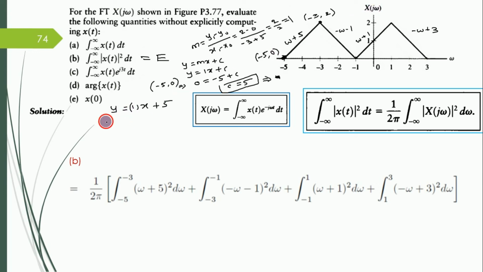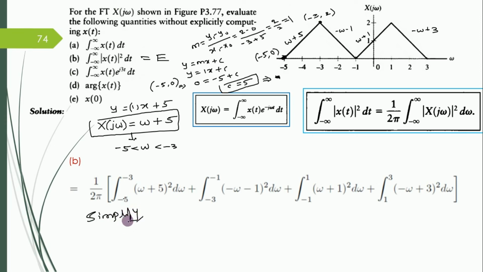Here the y-axis is capital X of j omega, and the x-axis is omega plus 5. So in the range, I have taken this line, right? In the range minus 5 to minus 3, omega in this range, I got it as omega plus 5. In the same fashion, you can do it for this line, this line, this line. Substitute it in this equation and just solve it. Quadratic equation, you'll get it. Simplify it, I leave it for you. You'll get the answer as 16 by 3 pi. You can cross check later on.